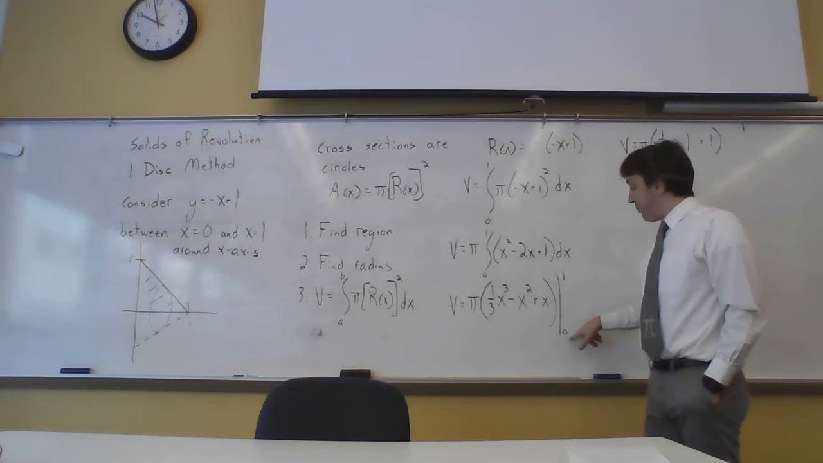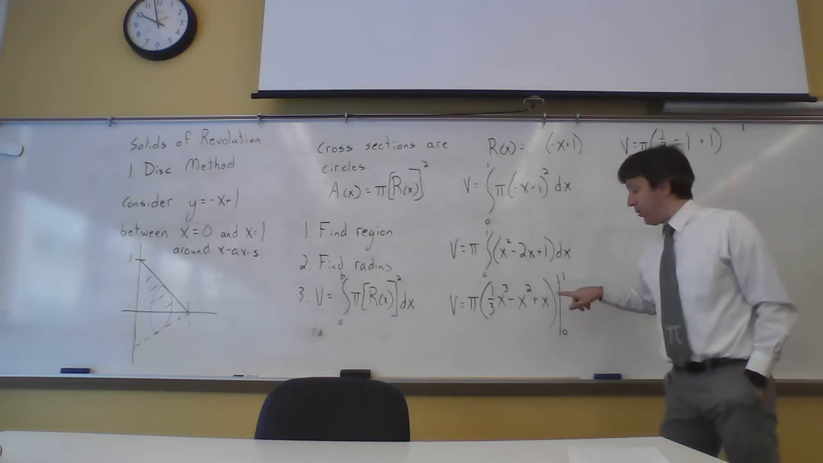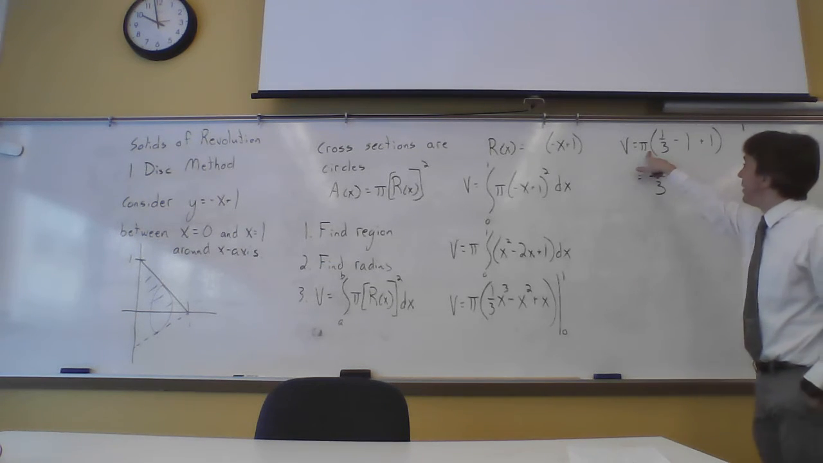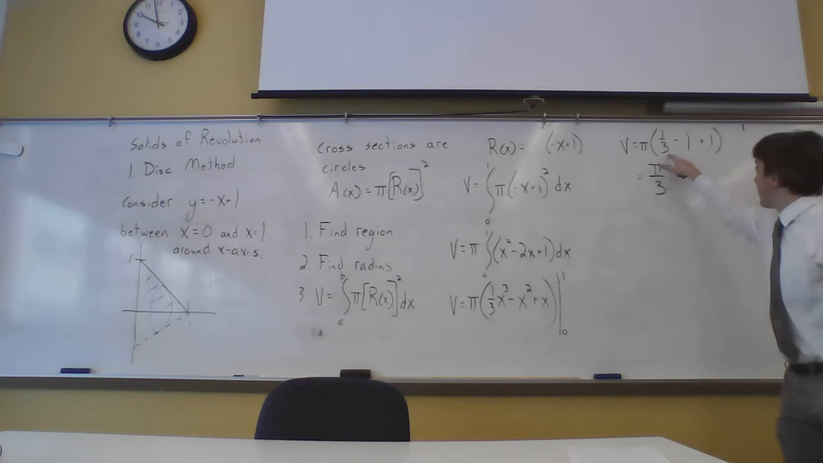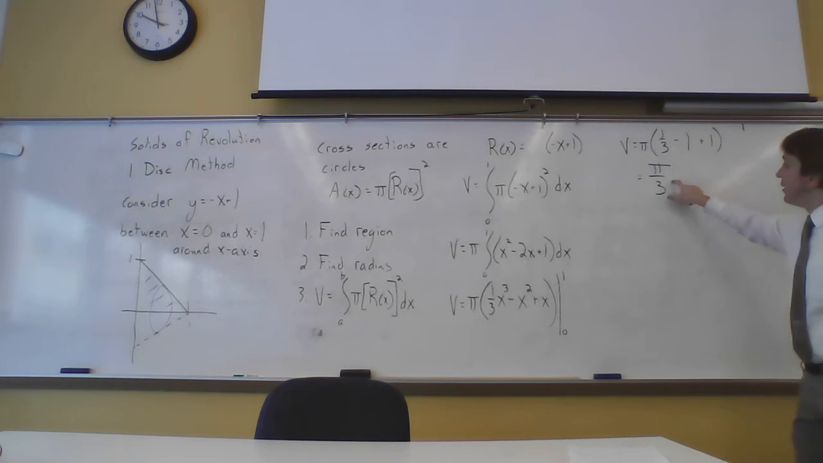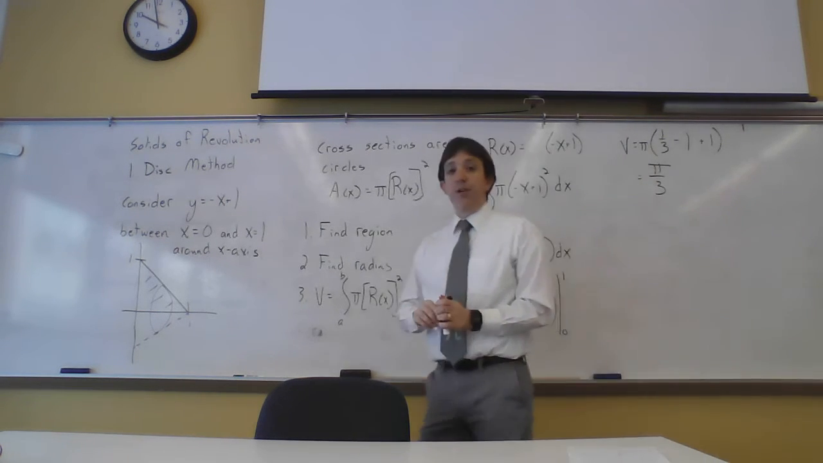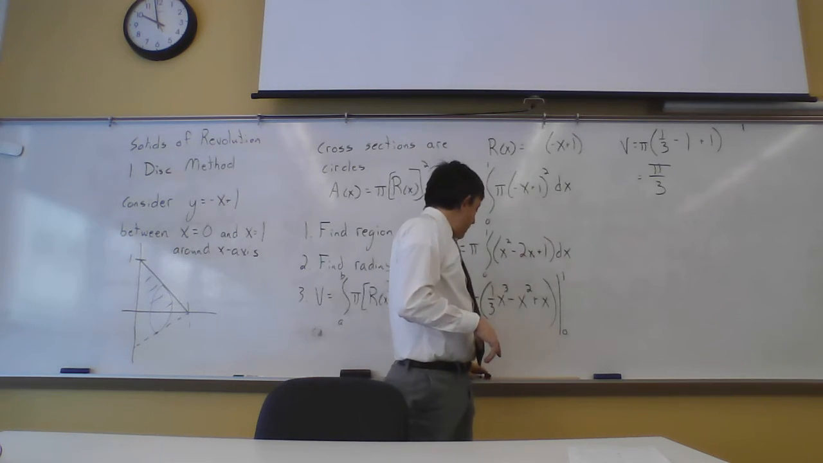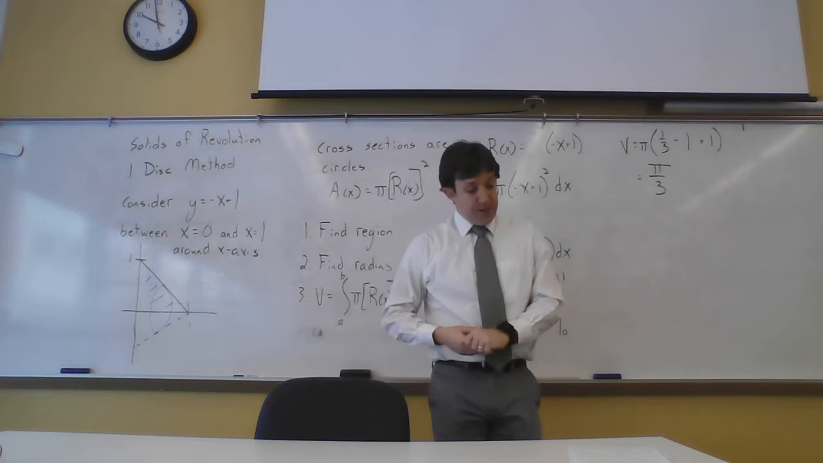What's really nice is when you plug in 0, that whole thing drops out. So all we really needed was the 1, which I plugged in. So we had the pi, 1/3 times 1 is just a third. And then minus 1 plus 1 leaves me with pi times a third, or pi over 3. And so there we go. That is your pretty typical disk method.